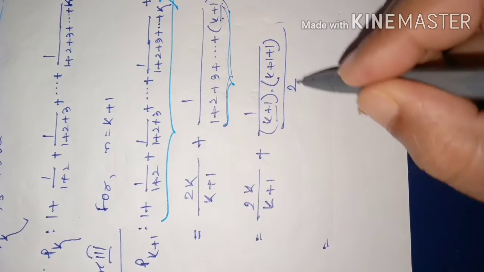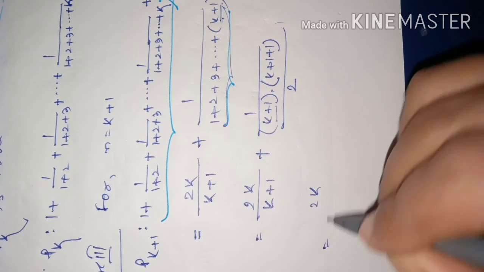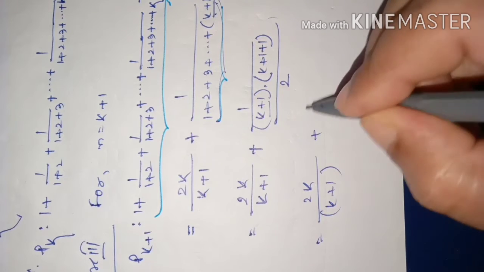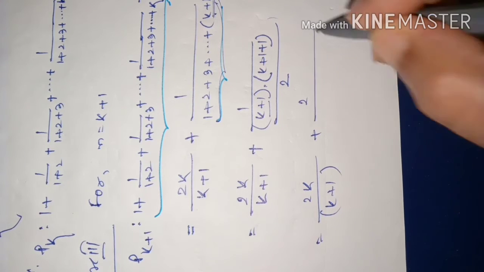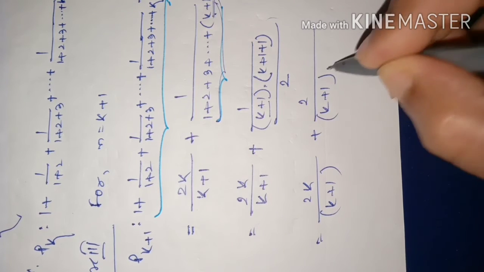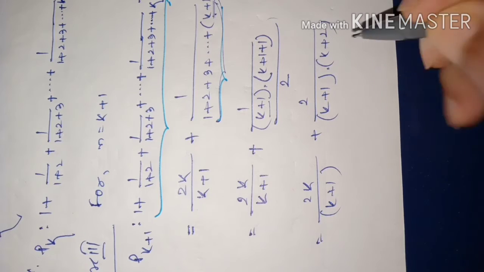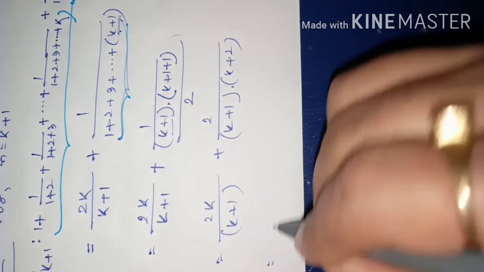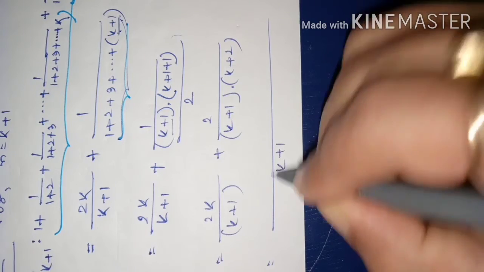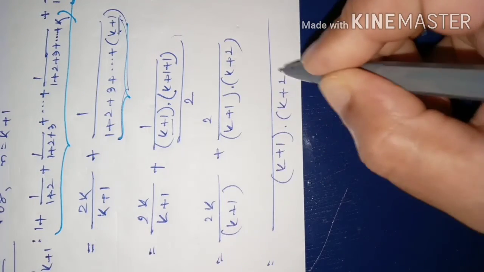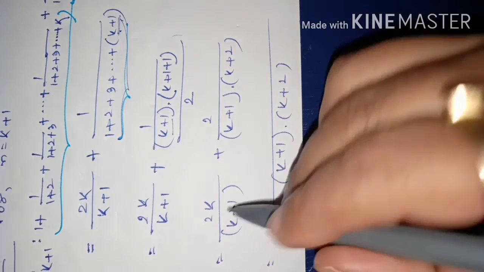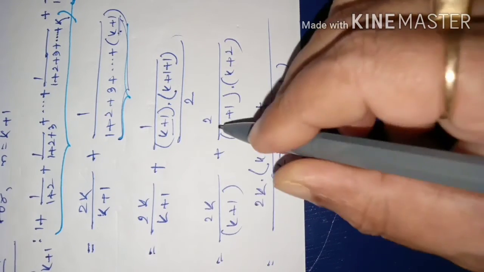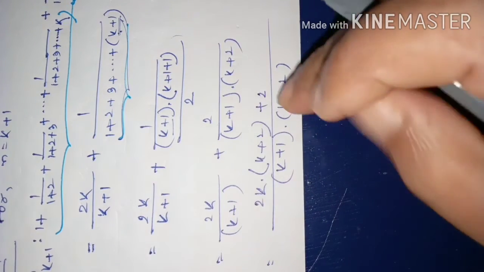Now this 2 will go up as a numerator. So twice k by k plus 1 here, plus this 2 also will go up there. So it will be 2 by k plus 1 into k plus 2. Now dear students, take the LCM here. What will be the LCM? K plus 1 into k plus 2. And here will be twice k into k plus 2 plus this 2.